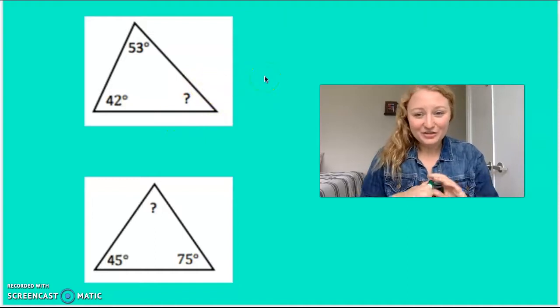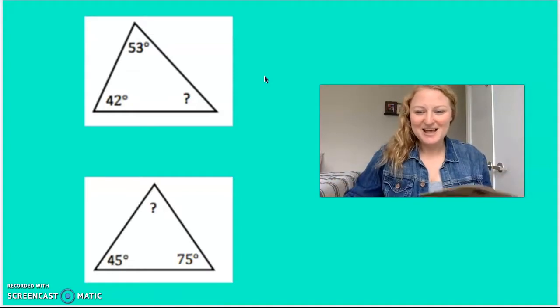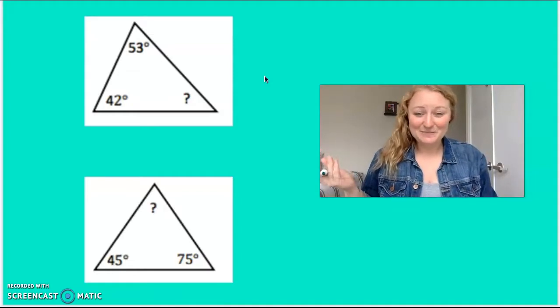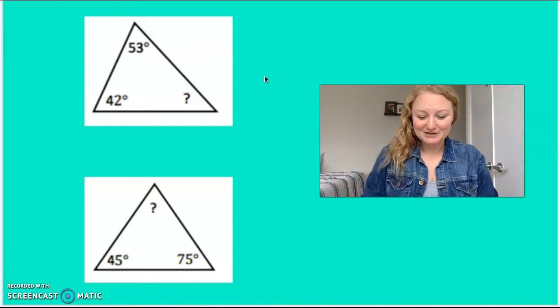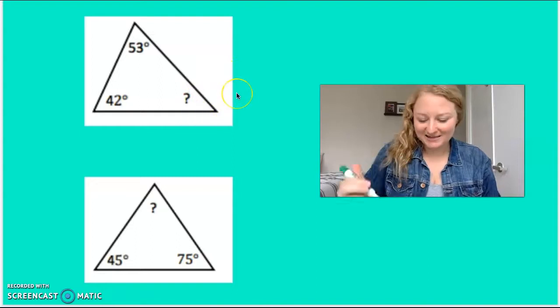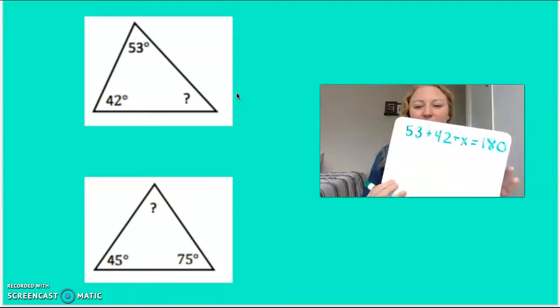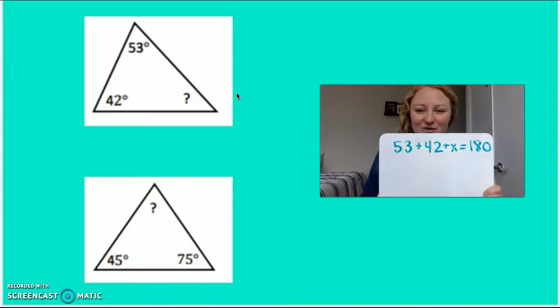Well, if all 3 are equal to 180 degrees, I'm actually going to set myself up for a little 2-step equation, and I'll show you what I mean. So I know 53 degrees plus 42 degrees. I'm going to call my question mark here x, because that's my unknown. And I know that all three angles need to equal 180. So here's my equation, my problem with an equal sign.